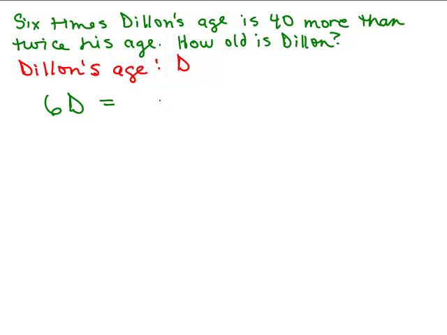And that is going to be 40 more than twice his age. So we're going to add 40 to something, remember? We're going to add it to twice his age. Twice something means 2 times. So if his age is D, that'll be 2D. So we've got 6D equals 2D plus 40. And that is our equation.